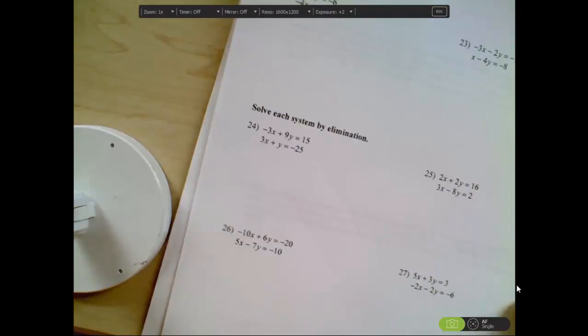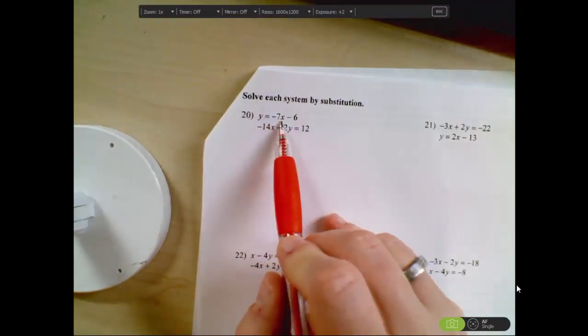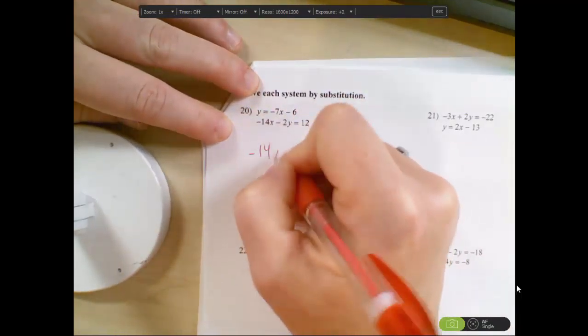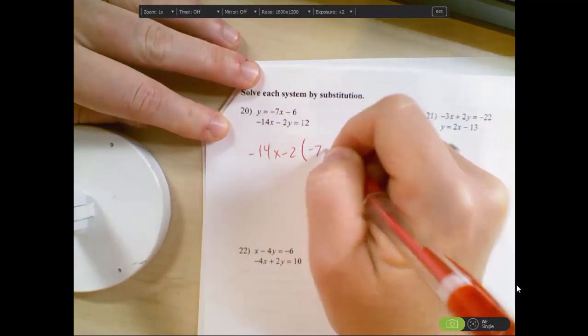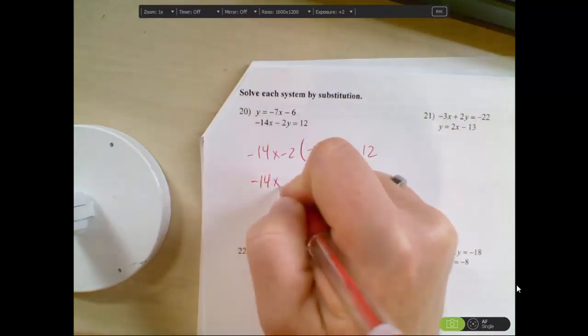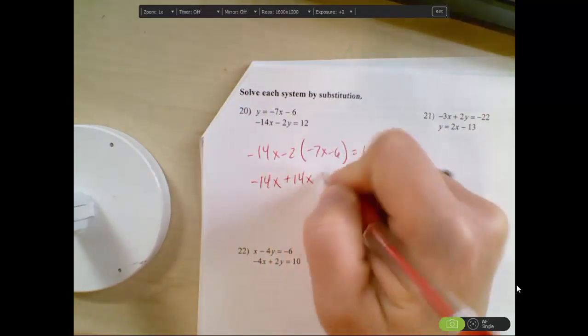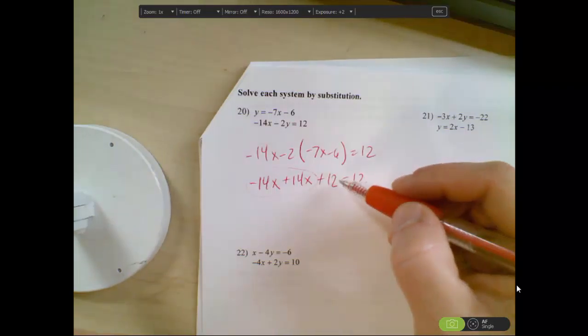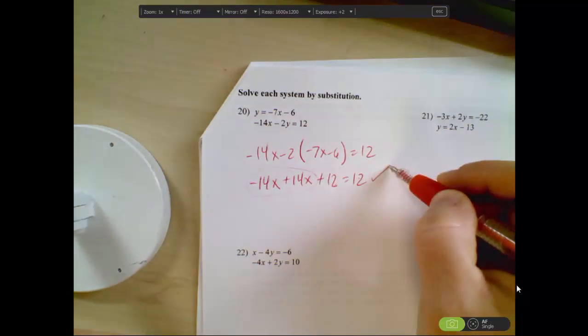Substitution is where you take out what something's equal to and replace it. So here I know that y is equal to this. So in the second equation, I'm going to rewrite it, but instead of y, I'm going to put in -7x minus 6, and then it's just an equation. -14x plus 14x plus 12 equals 12. Well, this equals 0. So then I get 12 equals 12, which is a true statement.